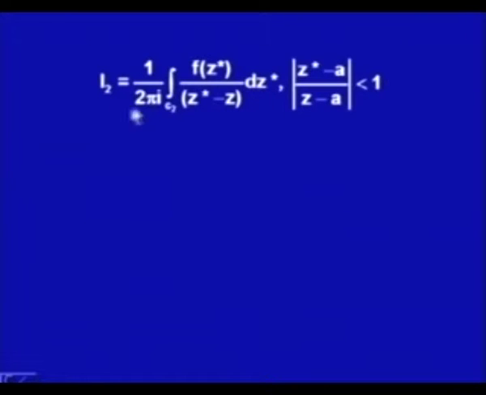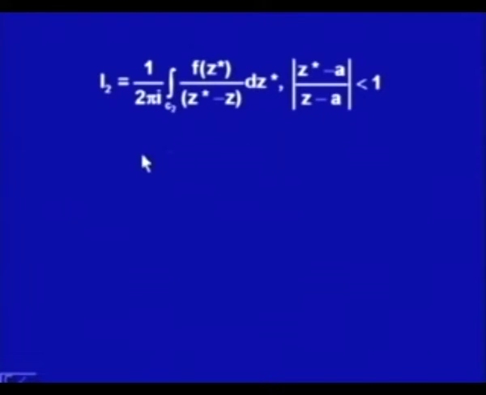Now, to evaluate I2, which is 1/(2πi) times the integral over C2 of f(z*)/(z* − z) dz*, here I will consider the modulus of (z* − a)/(z − a) to be less than 1, because C2 is the inner curve, and z* − a will be smaller than the point z − a in the annulus region. So, |z* − a|/|z − a| is less than 1.